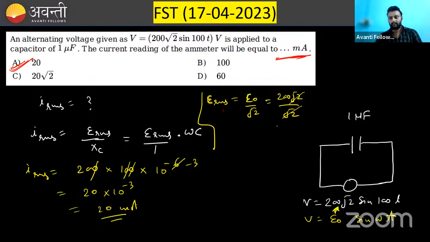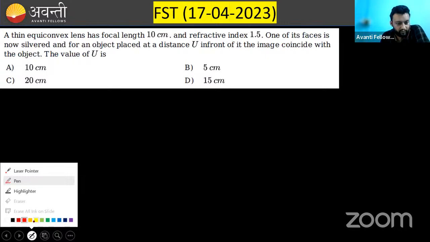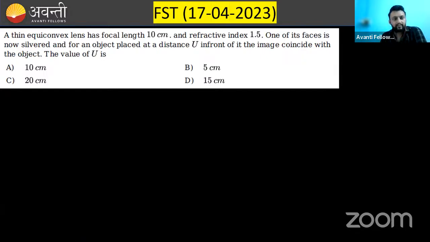Moving further. Now, this is a very good question. It can be solved in two ways. I am solving using the simplest method because another concept I think you have not studied. So the question says there is an equiconvex lens of some focal length, 10 centimeter. Clear? Focal length is given as 10 centimeter.